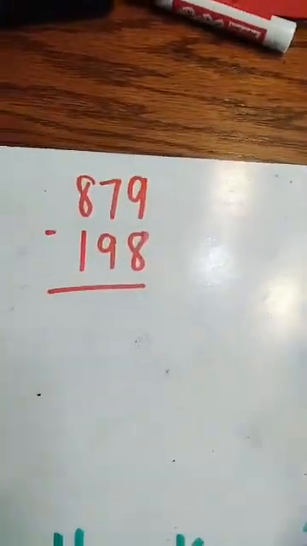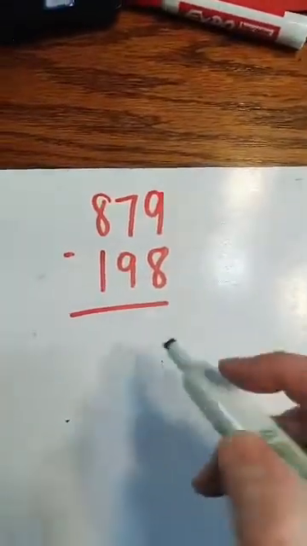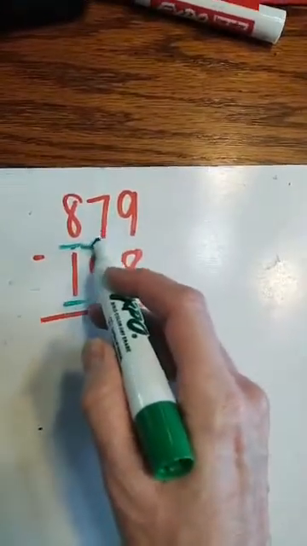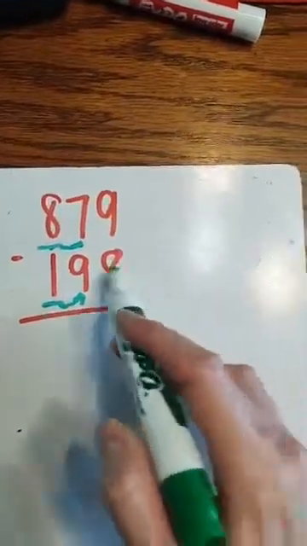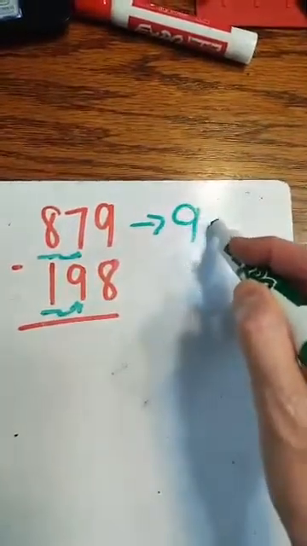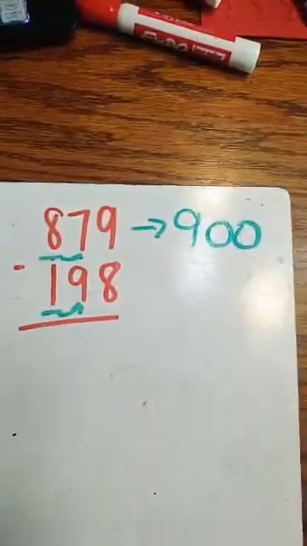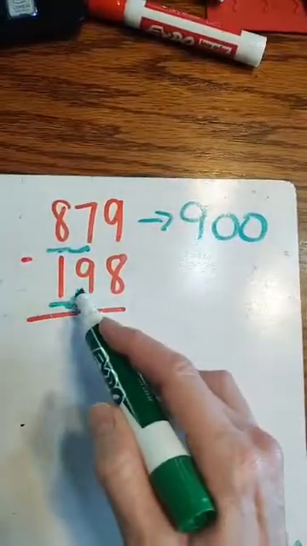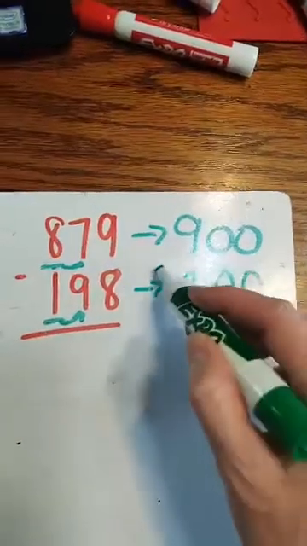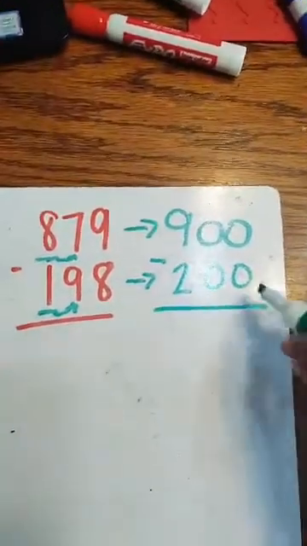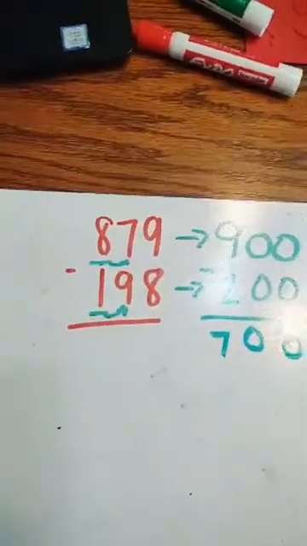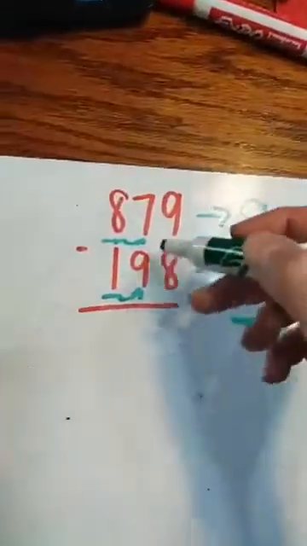And this time we're going to round to the nearest 100. Okay, so I'm going to underline my 100 spots, and I'm going to look behind them to see if I round. And I see a 7, so I am going to round up to 9, and everything else behind becomes zeros. I look here, I have a 9, so I'm going to round up to 2, and the other 2 become zeros, and I'm ready to subtract. Okay, 700.